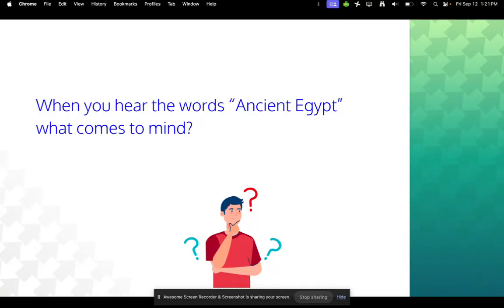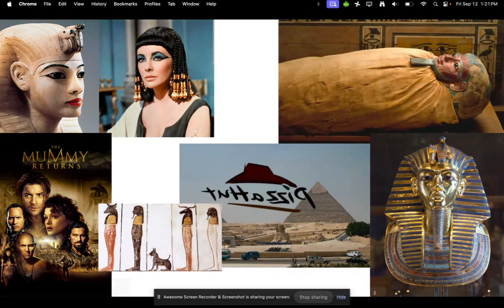All right, so when you hear the words ancient Egypt, what comes to mind? Probably a number of things. So you probably think of pharaohs. That's probably one of the most popular things to think about. Like Cleopatra. You might think about the movies that were made after ancient Egyptian stuff. You might think of mummies. You might think of King Tut. We'll get to him a little bit later in the week. You might also think of the big pyramids in Giza.